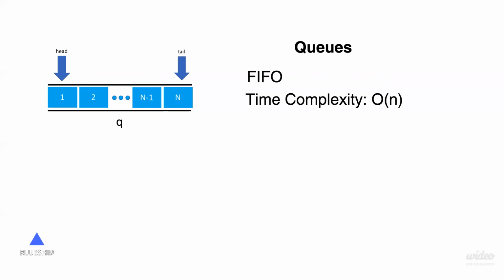Queues follow a first in, first out methodology, exactly like how a normal line at the movie theater or fast food restaurant operates. The first item in is the first item to exit the data structure. This lends to a time complexity of O of n when searching for an element, because it might be the last thing that you enqueued into your data structure.